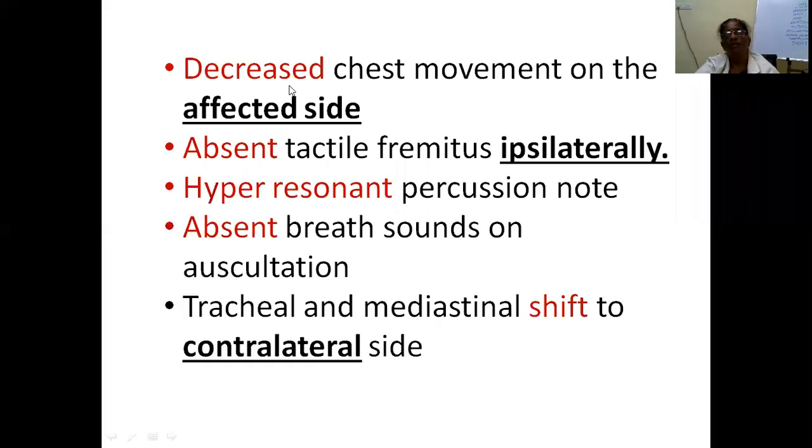Similarly, there will be decreased chest movement on the affected side because the lung is collapsed. Absent tactile fremitus will be there. Then a hyperresonant note is there because there is air. Air always gives a resonant note, and as it is superficial, it will be hyperresonant. Absent breath sounds will be there. The trachea and mediastinal shift will be to the opposite side.